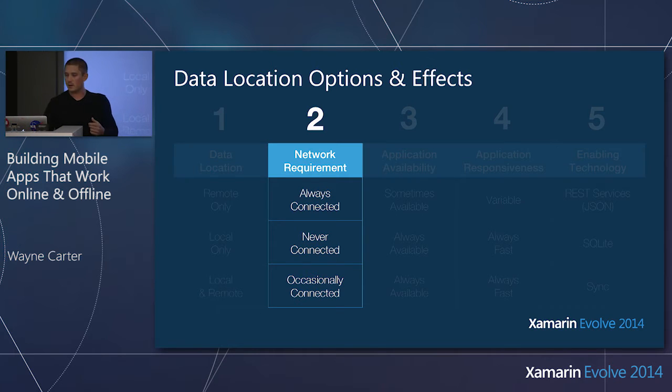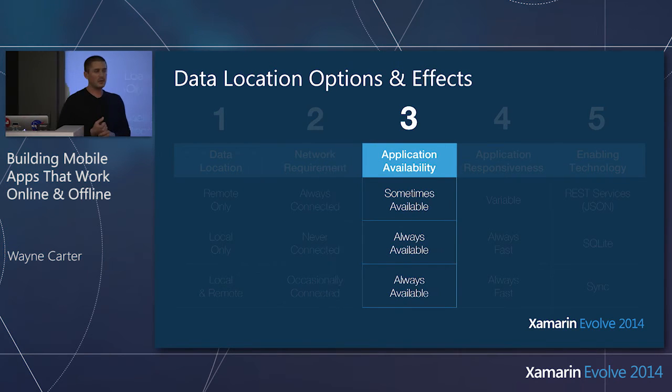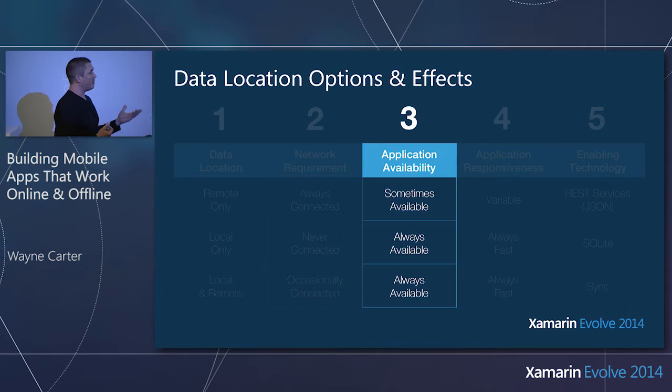So the next column here is the first effect on your application, and that's the availability of the application, or does your application work or doesn't it? Because the remote-only strategy is always dependent on a network to get the data to make the application work, it can actually only produce applications that are sometimes available. It can't produce applications that are always available because it's not always available.